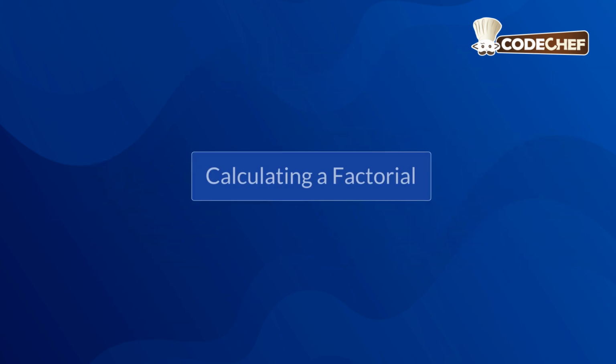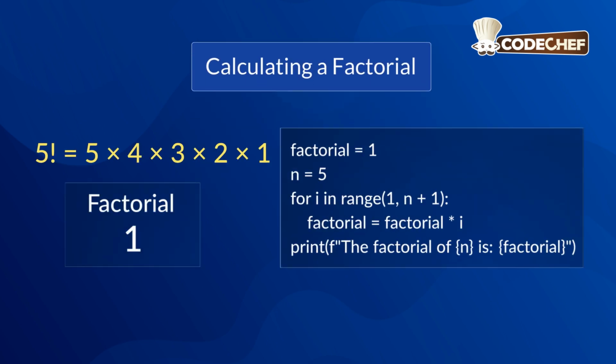A factorial is the product of all whole numbers from 1 up to a given number. We can calculate it using the same accumulator pattern, but with multiplication. We start our factorial variable at 1, because multiplying by 0 would make the result 0. The loop then multiplies this variable by each number from 1 to 5.